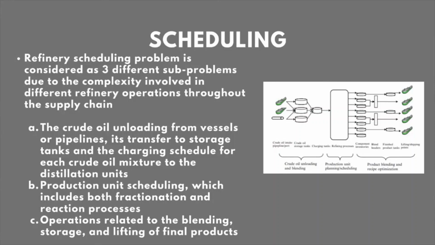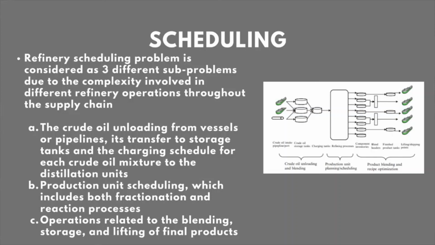Number two is production unit scheduling, which includes both fractionation and reaction processes. For example, within the refinery, some of the units will be operating in batch mode. For example, if you have a lube refinery, for each unit we have to decide which unit will be processing which grade of lubricant oil. So this is where scheduling would be playing a very key role. Similarly, in the primary processing unit, there are refineries which produce kerosene and aviation turbine fuel in an alternate fashion. So how long the refinery should run on kerosene mode, how long it should run on aviation turbine fuel mode, all this depends on your schedule.